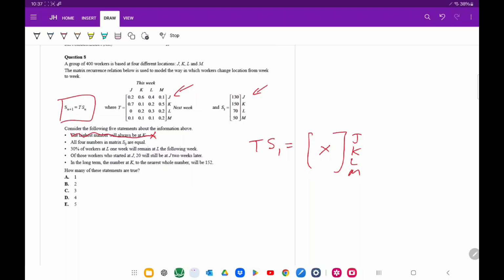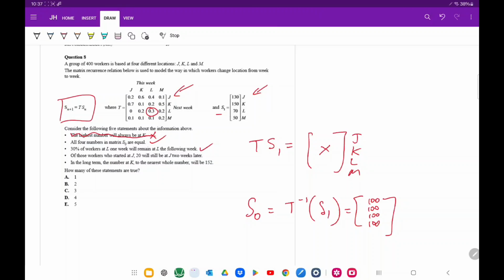Now it says all 4 numbers in the matrix S0 are equal. We're given S1, so in order to get S0, we can find T to the power of minus 1 times S1. That'll give us S0. When we actually do this, we find that all the numbers are equal. Yes. Now, the next one says 30% of workers at L one week will remain at L the following week. So the loop, in this case, that is true.